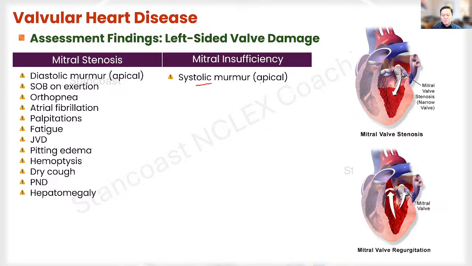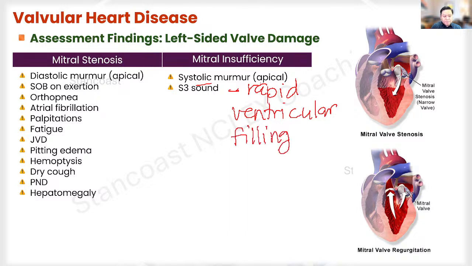Okay, so again, for the mitral valve regurgitation or insufficiency, what you will be hearing is a systolic murmur, and this is caused by the turbulent backflow of the blood from the left ventricle into the left atrium when the heart valve is not able to fully close. Okay, now another is the S3 sound. Why is there an S3 sound? This is going to indicate that there is rapid ventricular filling from the volume overload. Okay, rapid ventricular filling. And the reason for that is because of the volume overload.